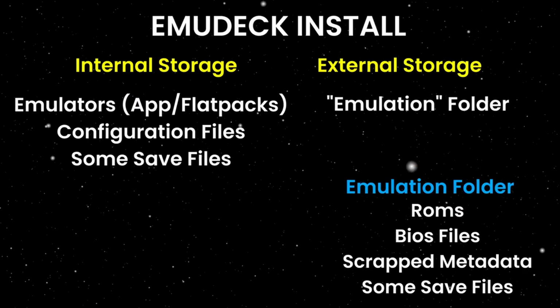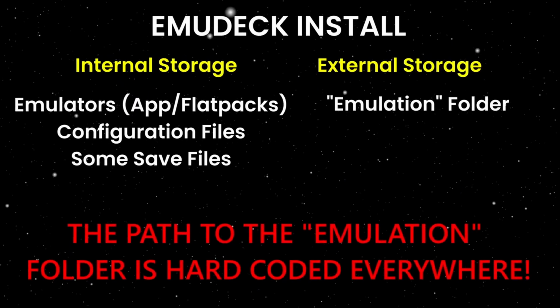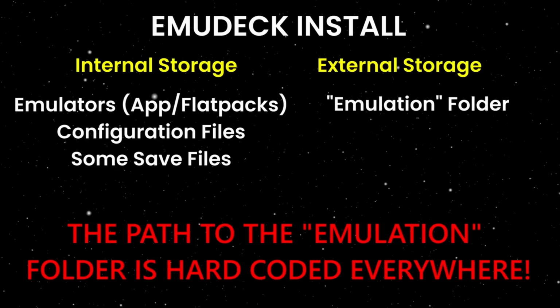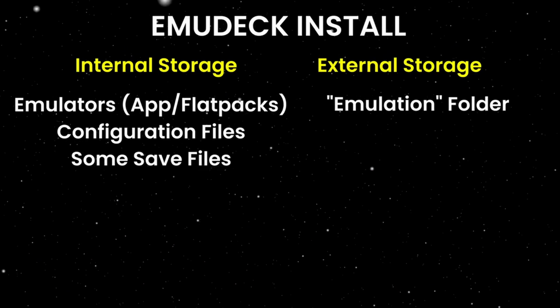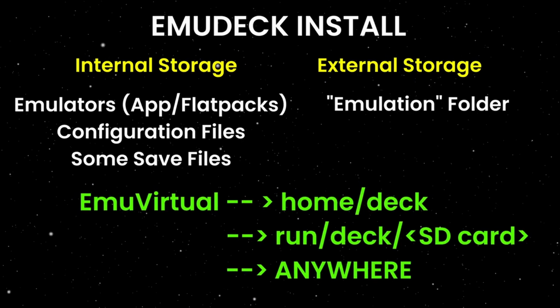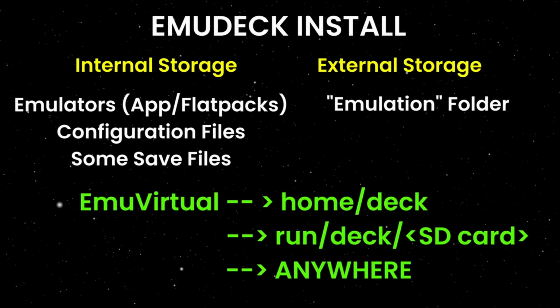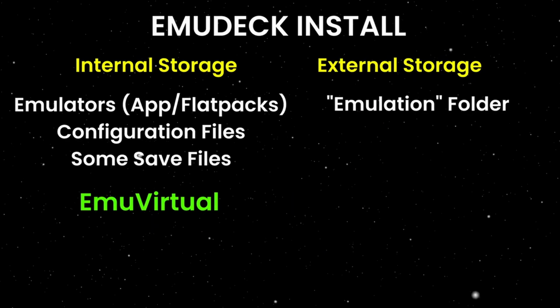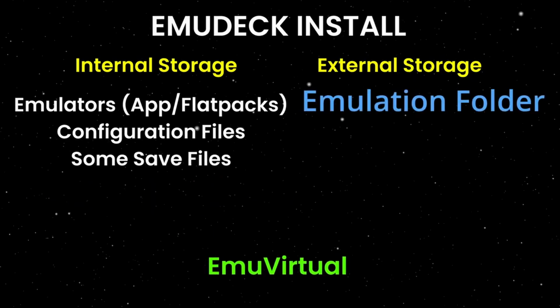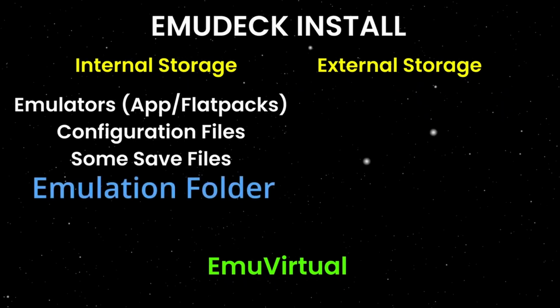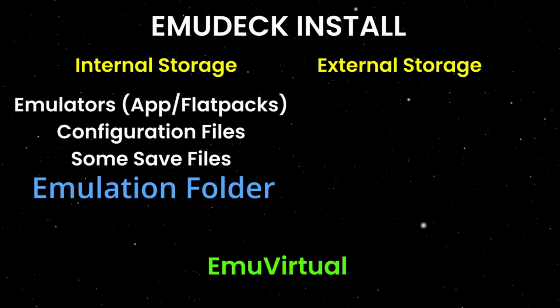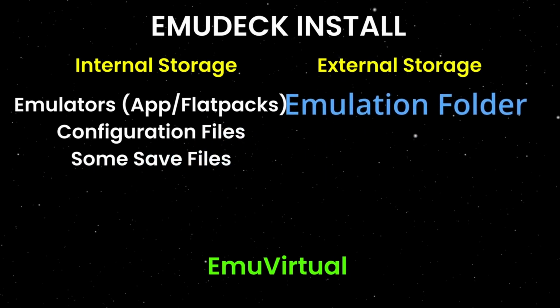But there's one thing you gotta know. The path to emulation is hard-coded everywhere. Everywhere. Your Steam launchers, ESDE, everything. So we use EmuVirtual to let us point to wherever we want, whenever we want. Thanks to using the EmuVirtual symlink, it doesn't matter where your emulation folder is. It can be wherever you want it to be. All you have to do is repoint the EmuVirtual folder to where you want it to be.